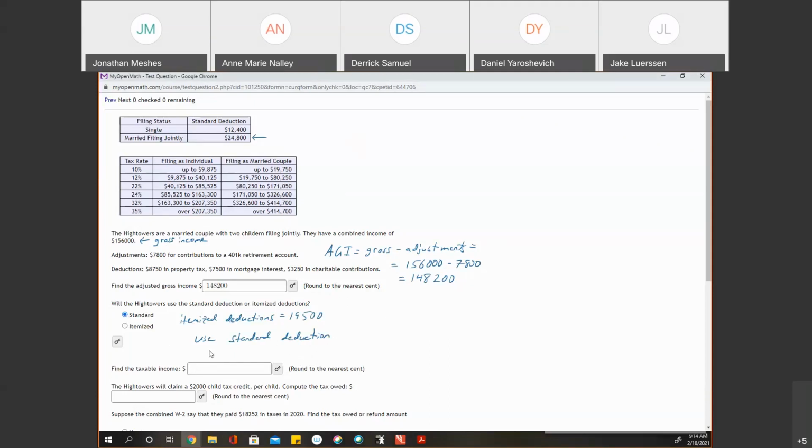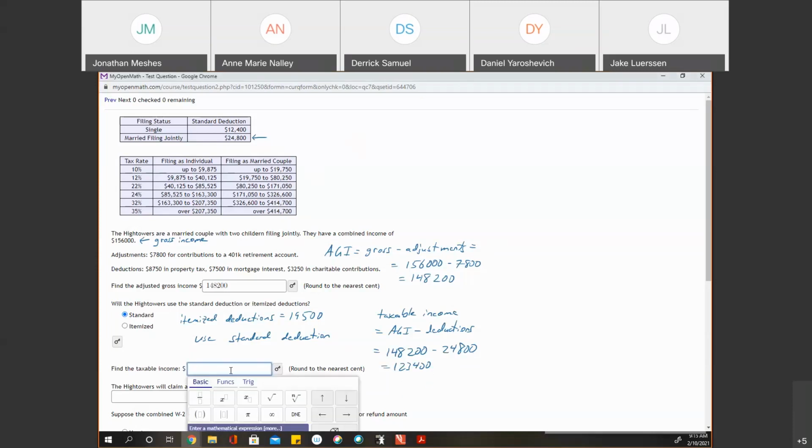So we use the standard deduction, and that means that our taxable income is going to be our adjusted gross income minus our deductions. So we take $148,200 and we subtract out $24,800. So we get $123,400. Now we're going to compute the tax owed and apply a child tax credit at the end. So let's go to computing the taxes.